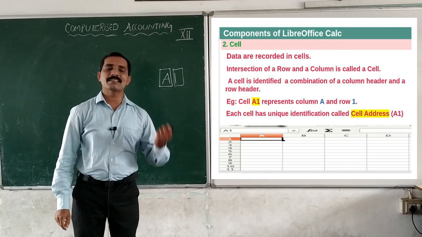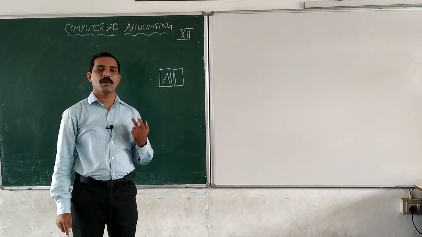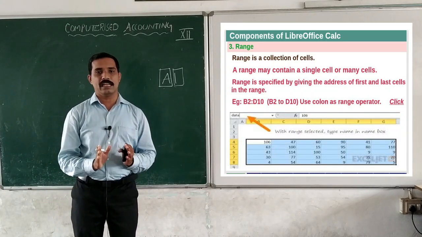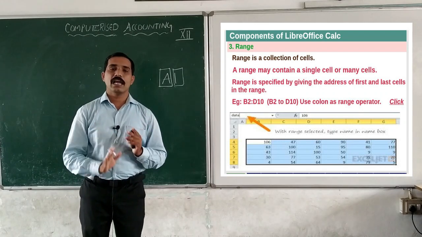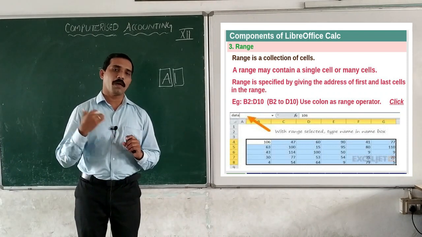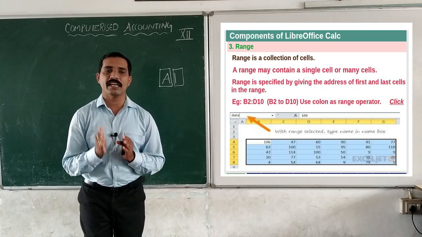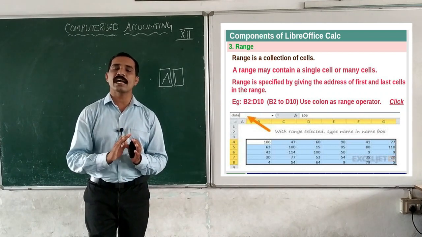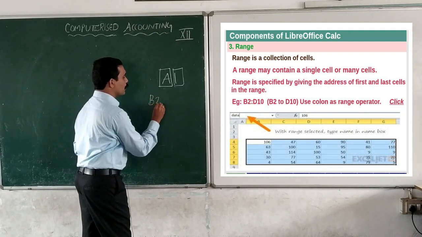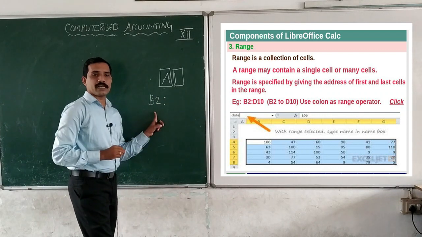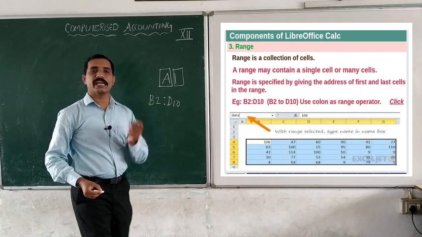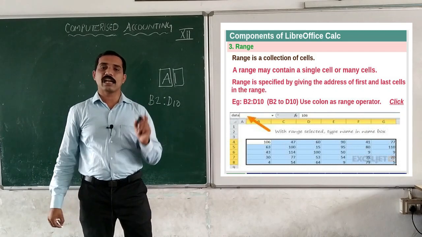Then next one, Range. The next component of LibreOffice Calc is range. A range is a collection of cells. A range may contain a single cell or many cells. A range is specified by giving the address of the first and last cell in the range. For example, we can say B2 to D10. This is a range, a collection of cells.